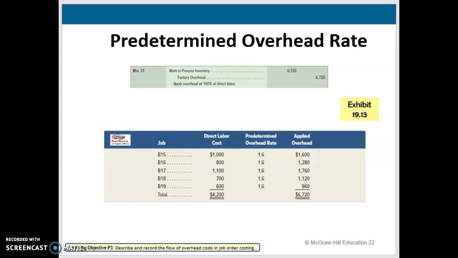Then if we look at the next slide, we take that direct labor cost, which is $4,200, that we calculated, and we take the 160% overhead rate that we calculated, so 1.6 or 160%, times the direct labor costs for each of the jobs, and that's going to give you the applied overhead. So that's what we see here. Overhead will be allocated to each individual job based on the amount. This shows the entry that's allocated, where it goes into work in process inventory and is taken out of factory overhead. So that's the example that we have for Road Warriors. This is the estimate and it will be adjusted for actual.